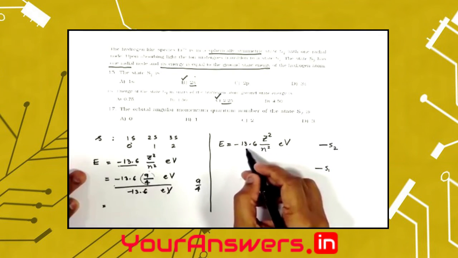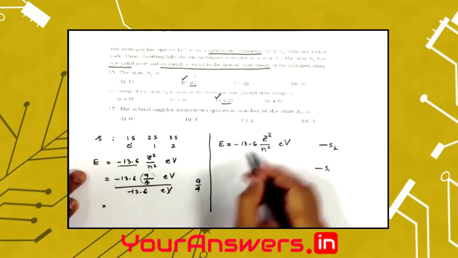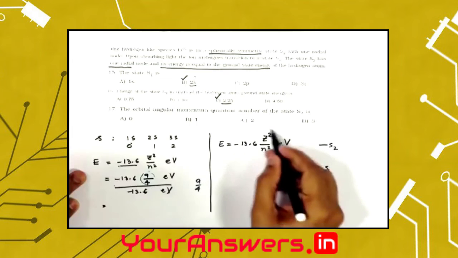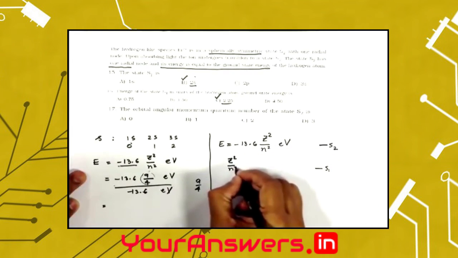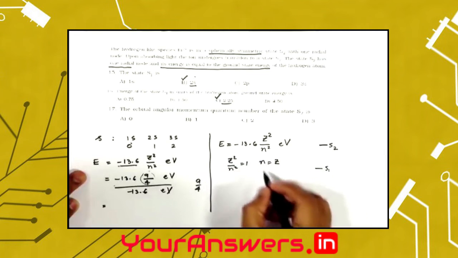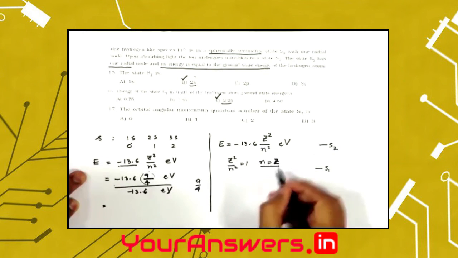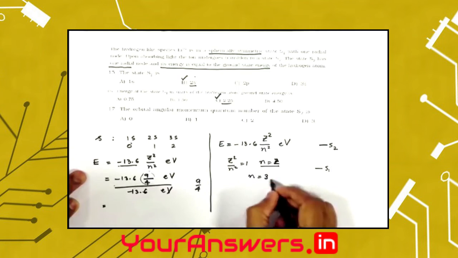And what is that? That is 13.6. When will this quantity be equivalent to 13.6? It will be when Z square divided by n square is 1, or in other words, n is equal to Z. So this way we got to know that the principal quantum number of the S2 state is equal to the atomic number of lithium, which is n is 3. So now we know n is 3.